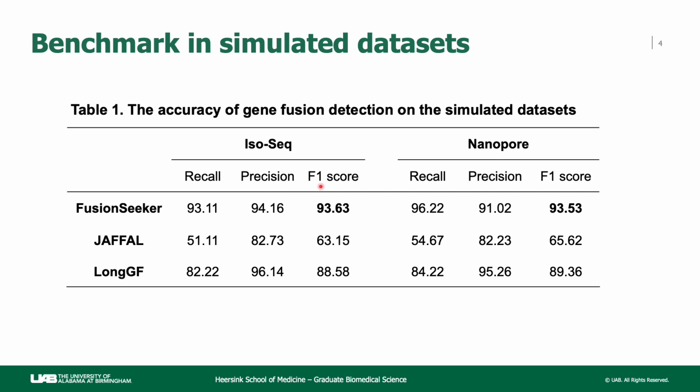And we see that for both ISOSeq and nanopore datasets, FusionSeeker was able to achieve an F1 score over 93%, which was higher than both JAFFAL and also LongGF. And we also looked into what are the events that were reported by FusionSeeker but not by the other 2 tools, and the majority of them are actually located in the intronic regions, so this is consistent with the previous statement.